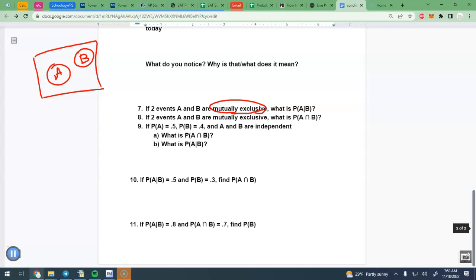Don't shout it out yet, but try these two. Try 7. Think about that Venn diagram. Think about those things. Try 7. If you can't, I'll wait. Give them a shot.